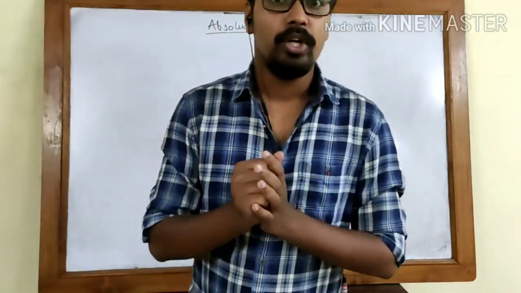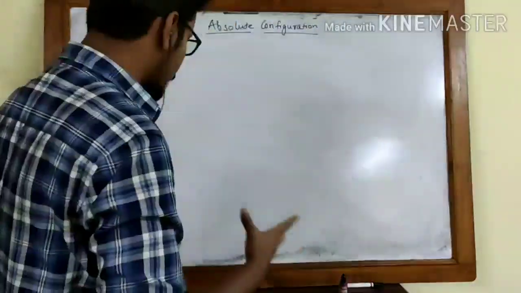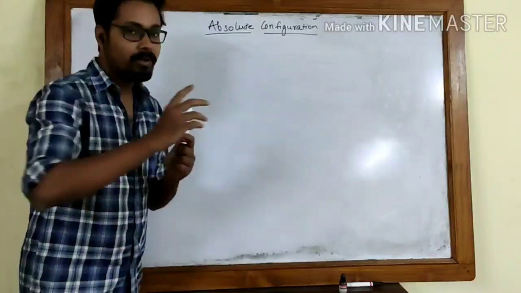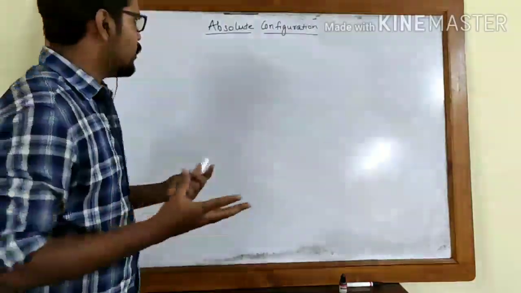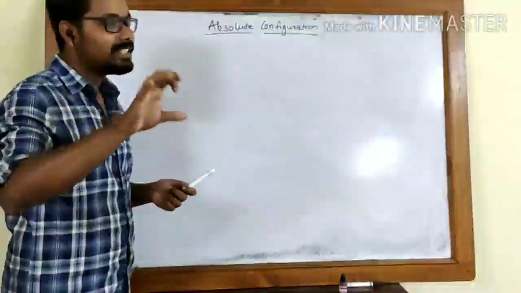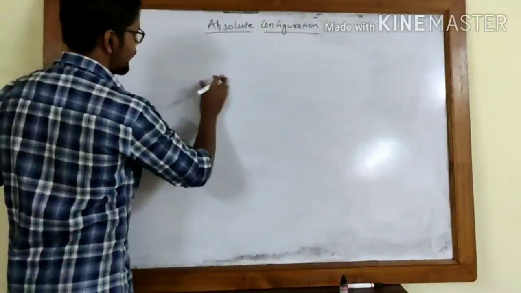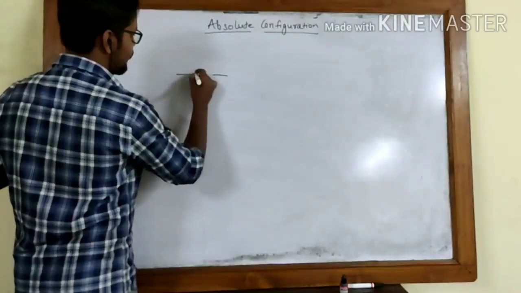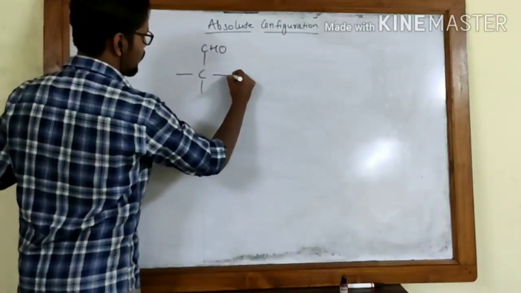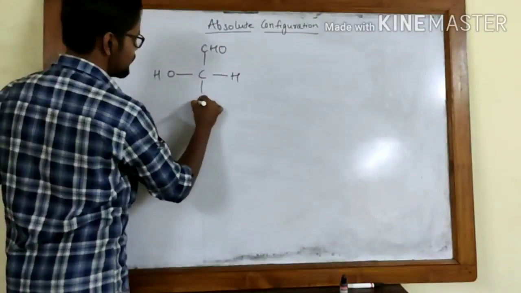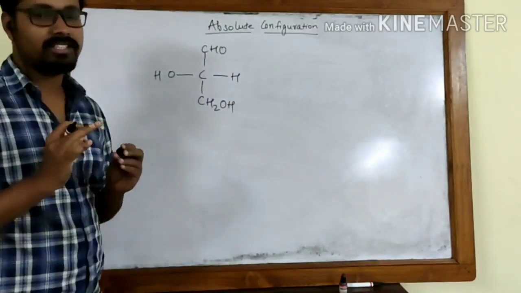So let's get started. We need to know, as I said, what enantiomers are. In order to know what enantiomers are, we must first know the structure of any chiral carbon atom. For example, let us take glyceraldehyde. Glyceraldehyde has a chiral carbon center, and this is how it is organized. It has one CHO group, one hydrogen, one hydroxide, and CH2OH. This is one configuration of glyceraldehyde.